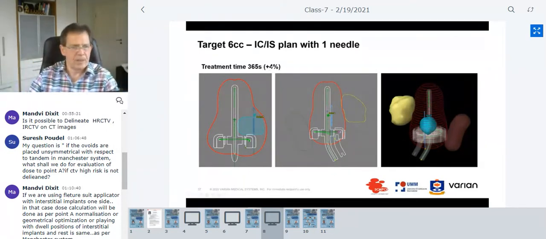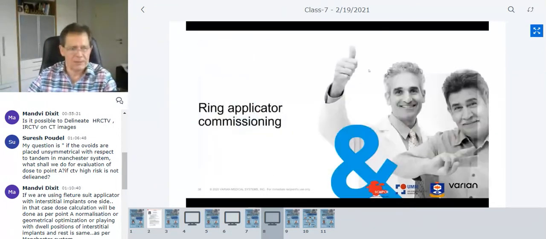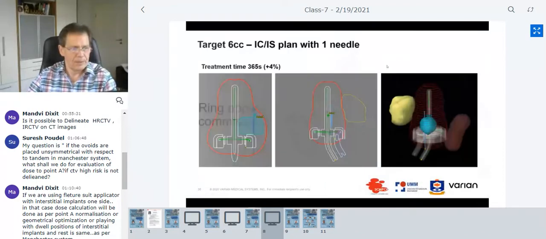And I need a treatment time which is only 4% more. So I added only 4% time in the needle to get a good coverage. And you see that the needle is not even centered in my target volume. So what I want to say basically is, with a small additional dwell time in interstitial needles, you can dramatically change your dose distribution, and you don't necessarily need to increase your time. Good, this is something that I want to show later.